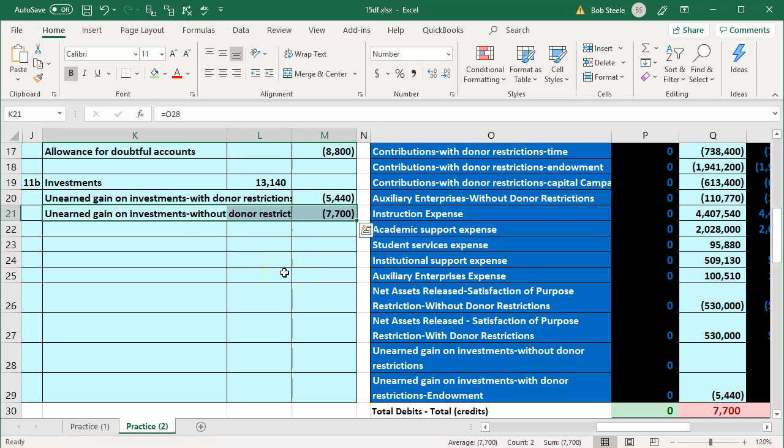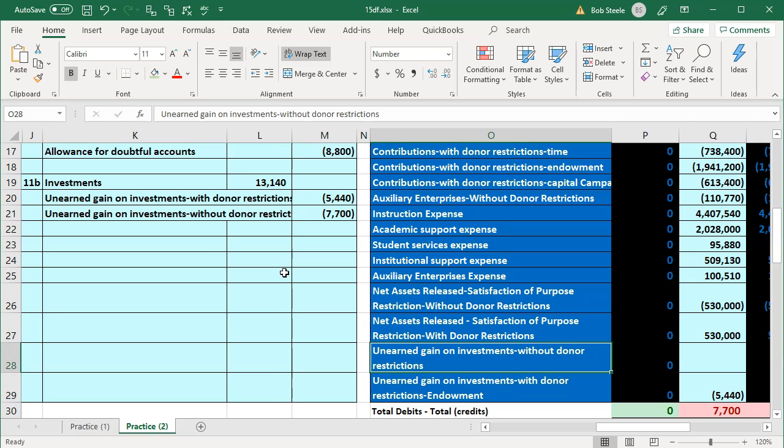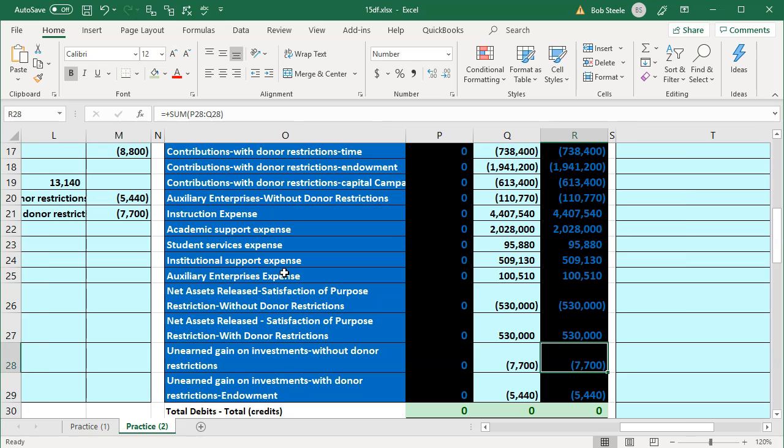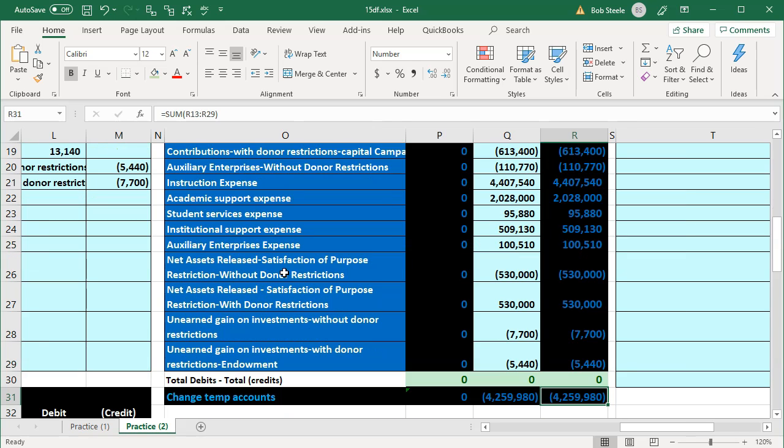Then we want the unrealized gain on investment without restrictions. That's going to be here, this account. So we are in cell Q28, equals, scrolling back over to that 7,700, and enter. And so we increase that amount as well. That puts us back in balance down below. So we look good to go.